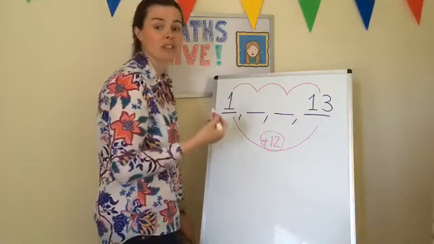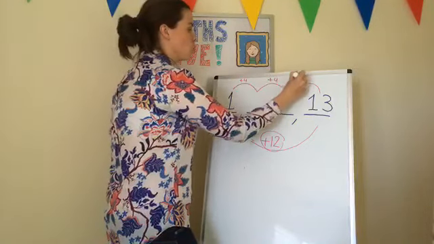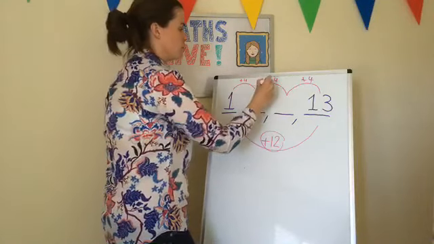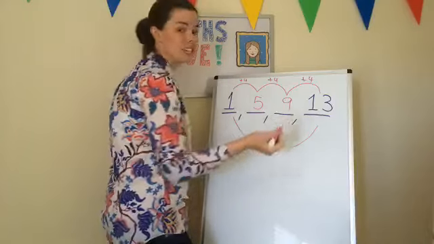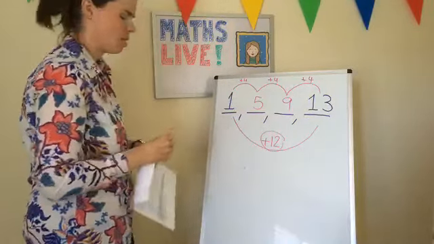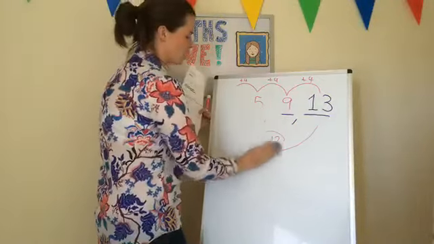And 12 divided by 3 is 4. So the jump each time is 4, going up in 4s. So 1 plus 4 is 5, and 5 plus 4 is 9. Let's check it. 9, 10, 11, 12, 13. Well done. Super.